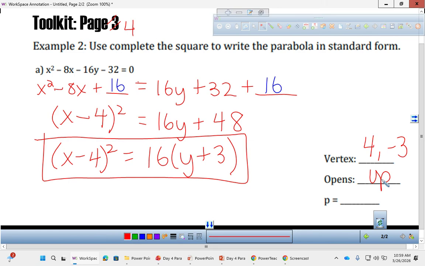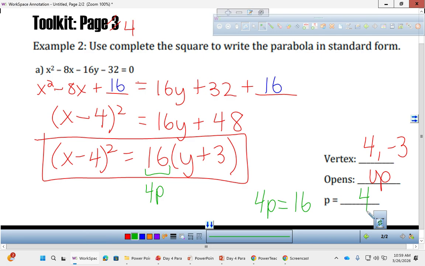And then we know that this number right here, this 16, is in the 4p spot. So if I want to solve for p, I would just divide that number by 4. I'd be doing like 4p is in the same spot as 16. So p is 4. So your radius in the up and down direction is 4. So you'd go up 4 to make the focus and down 4 to make the directrix. Easy enough?